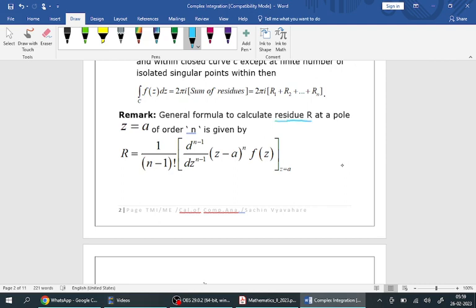The residue at a pole z equal to a, where that pole is of order n, is given by 1 upon (n minus 1) factorial into the (n minus 1)th derivative of (z minus a) raised to n into f(z). Obviously this (z minus a) raised to n is in the denominator, because of that z equal to a is a pole of order n. So we are just eliminating that factor and we differentiate the remaining term.